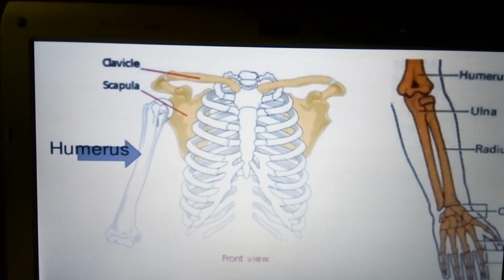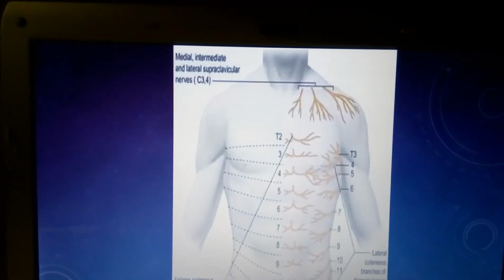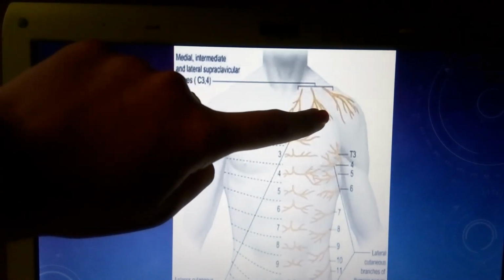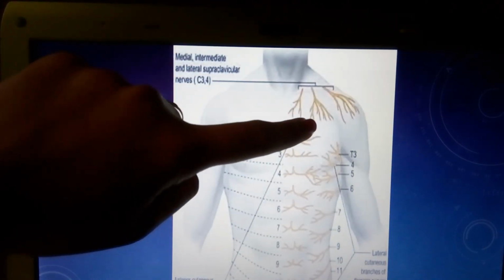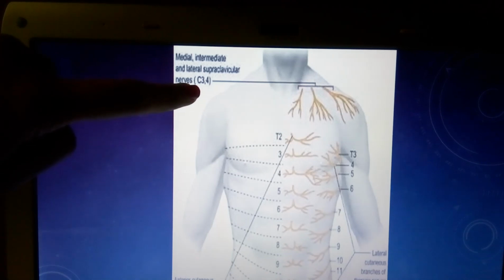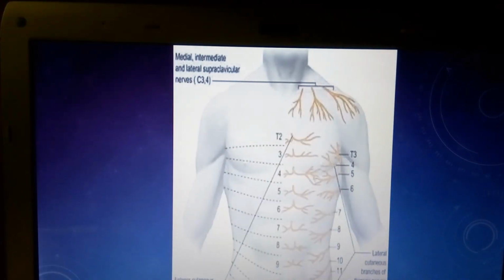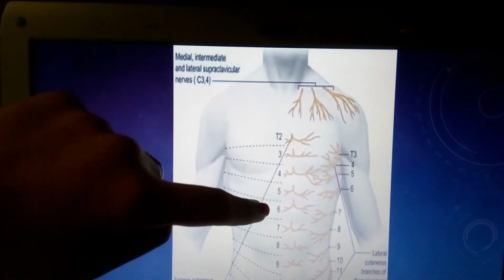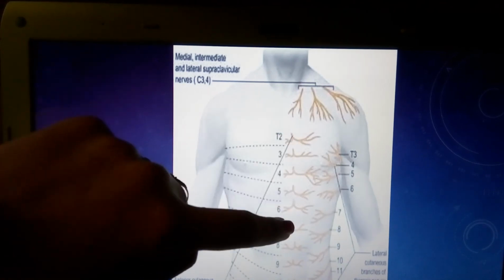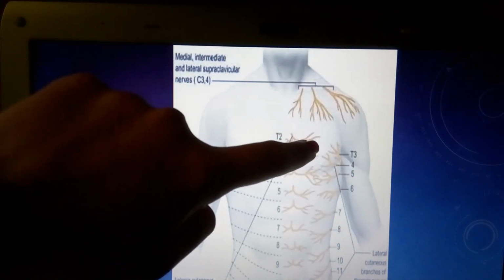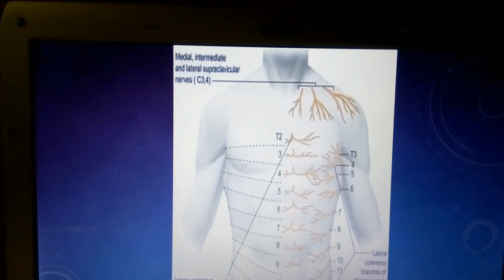Next is about the nerves and the vessels. Here we have the cutaneous nerves and the cutaneous vessels. The cutaneous nerves are the medial, intermediate and lateral supraclavicular nerves, formed by C3 and C4. We also have the anterior cutaneous nerves and the lateral cutaneous nerves, which are branches from thoracic nerves. The anterior cutaneous nerves are branches from T2 to T6, and the lateral cutaneous nerves are branches from T3 to T6. T2 helps in the formation of the intercostobrachial nerve.